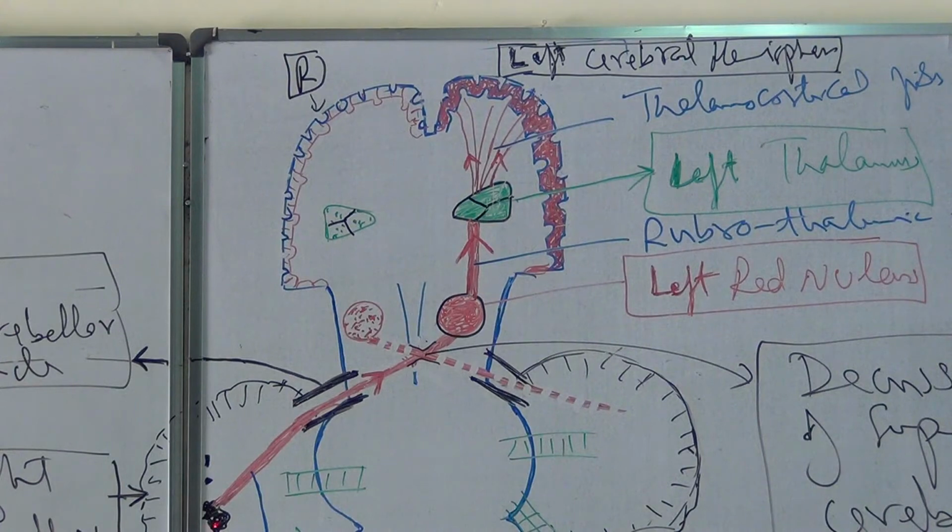These fibers which connect the right cerebral hemisphere with the red nucleus are known as the cerebellar fibers, and these fibers which connect the left red nucleus with the left thalamus are rubro-thalamic fibers, and from the left thalamus the fibers then connect with the cortex of the left cerebral hemisphere, forming the thalamo-cortical fibers. So we have traced from right cerebral hemisphere to the left cerebral hemisphere.